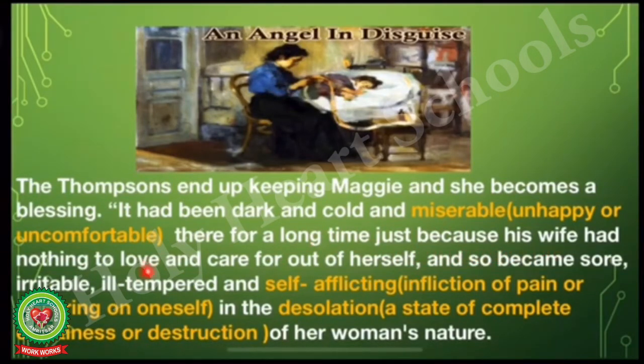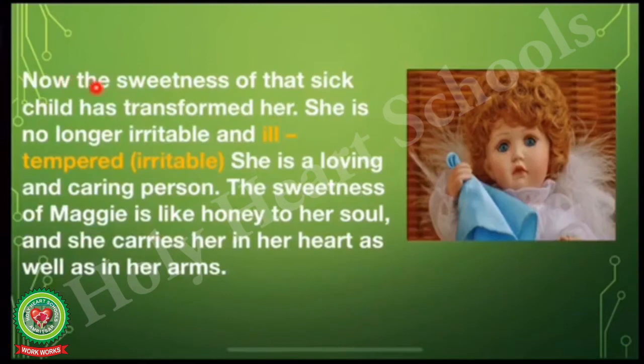Just because his wife had nothing to love and care for out of herself and so became sore, irritable, ill-tempered and self-afflicting. So underline the word self-afflicting and write down infliction of pain or suffering on oneself. So I had told this also in part 1 of this video that this is the infliction of pain that is usually self-created. So in the desolation again, it is a state of complete emptiness. So since she was not having any child, she has become desolate.